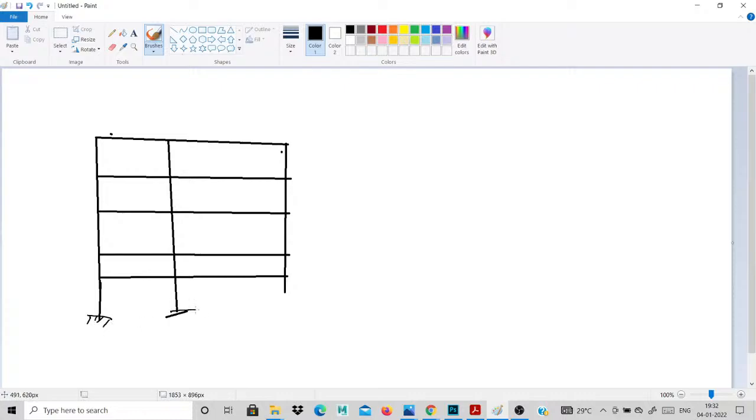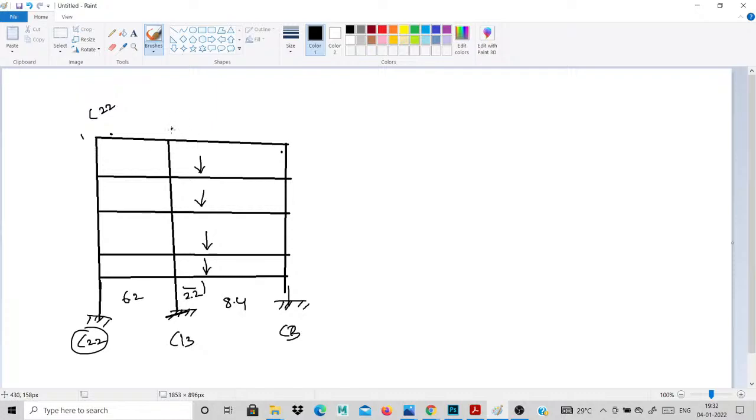I mention the distances for this frame, to show how to analyze the fixed frame in the moment distribution method. This is our 2D frame. I mention the column numbers for this area. Then I put the distances: 6.2 meters and 8.4 meters. Then there is a point load acting on all floors. The point load is acting at 2.2 meters. This beam distance is 6.2, and the total distance is 8.4.